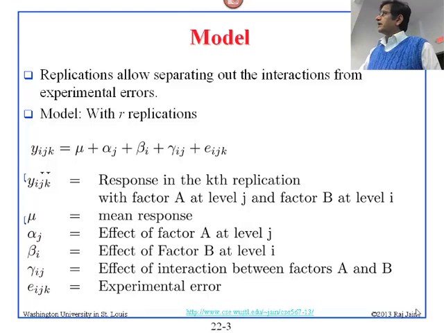for two factors, the model becomes mu plus alpha j plus beta i plus gamma i j, which was there actually. This is actually interaction and this is the error. So this is i and j. This is j and this is i. And then you get the errors, right?